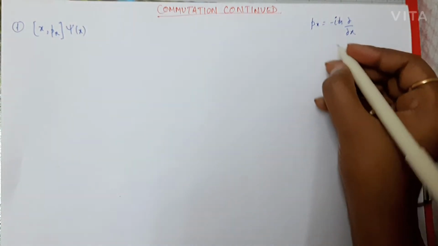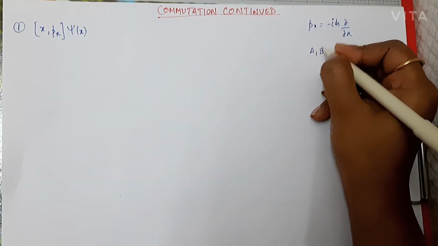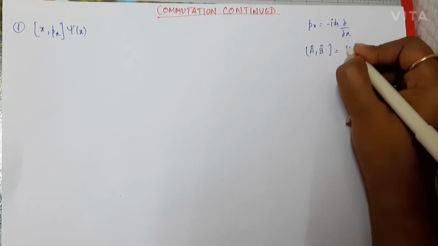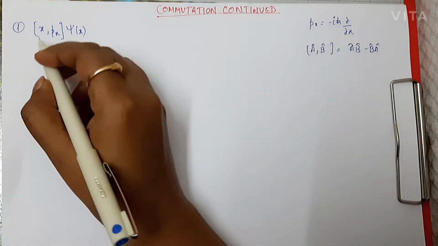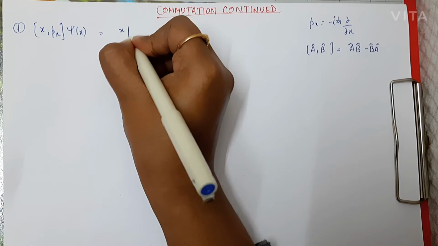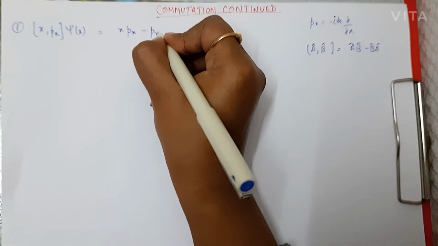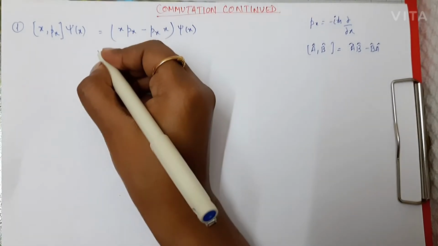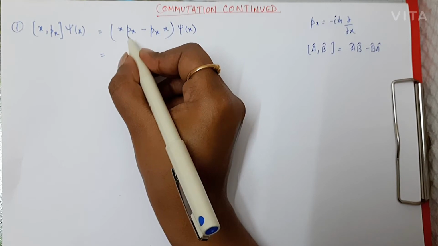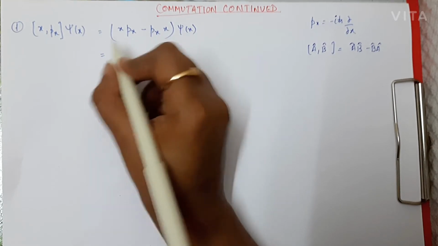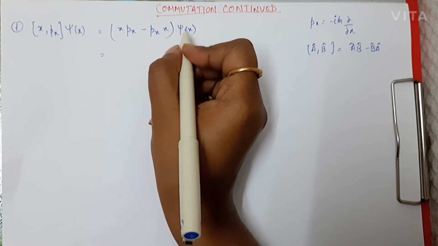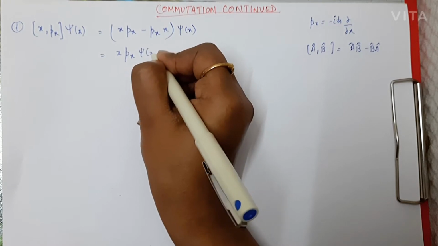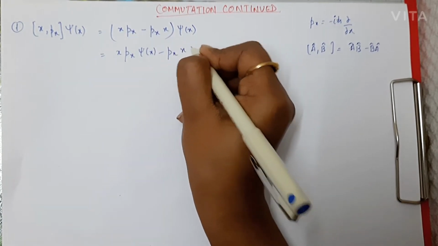Now one more formula which we are using, that is commutation for A and B, that we write as AB minus BA. So now we are going to use this formula to open this commutation bracket. So it will be AB minus BA whole multiplied by the function. Now we are going to put the value of this px. Okay, before adding the value of px, we are going to multiply this psi x. So it will be x px psi x minus px x psi x.